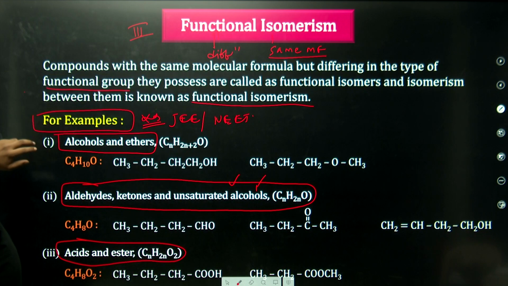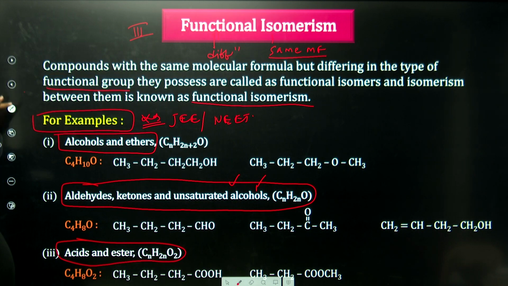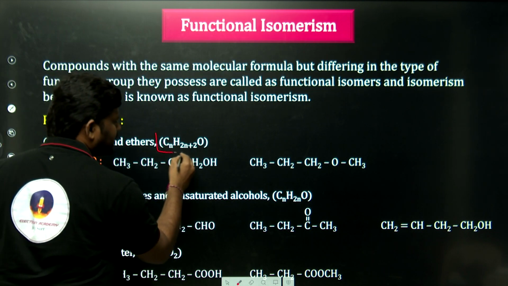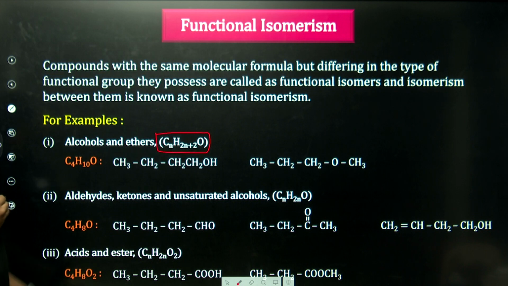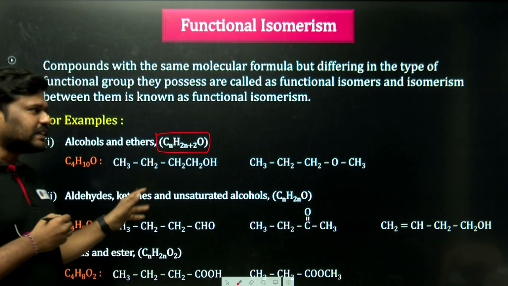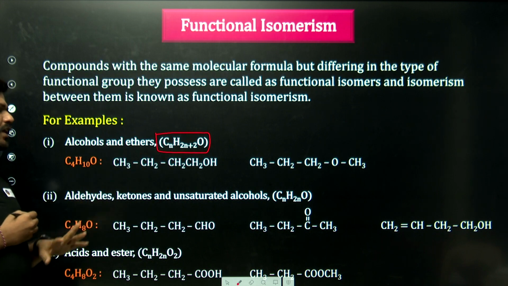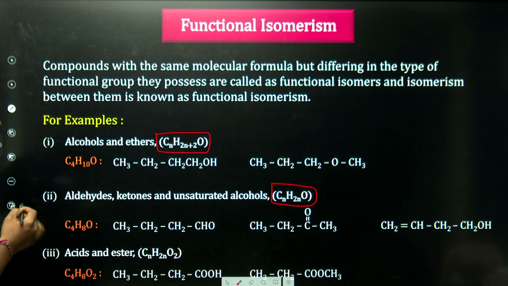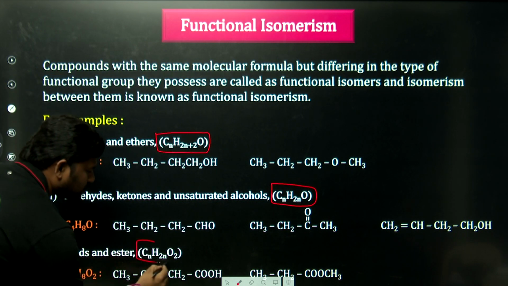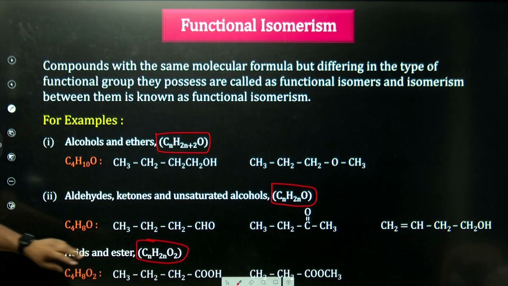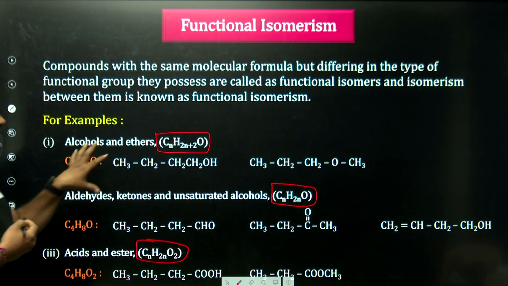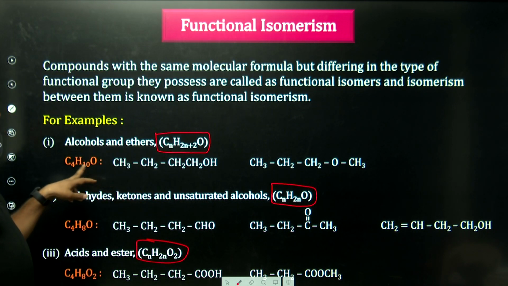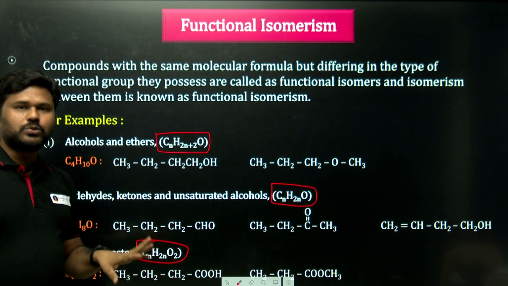One by one we will check. First we go with alcohols and ethers. First of all, you have to learn the general formulas. CnH2n+2O is the general formula for alcohols as well as ethers, having similar formula. CnH2nO belongs to aldehydes and ketones. CnH2nO2 belongs to acids or esters. So what is the general formula for alcohols and ethers? CnH2n+2O.